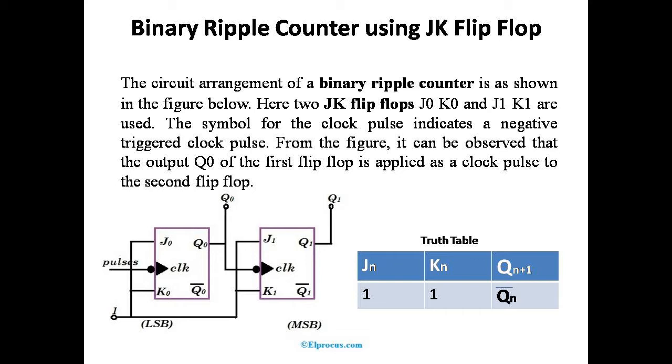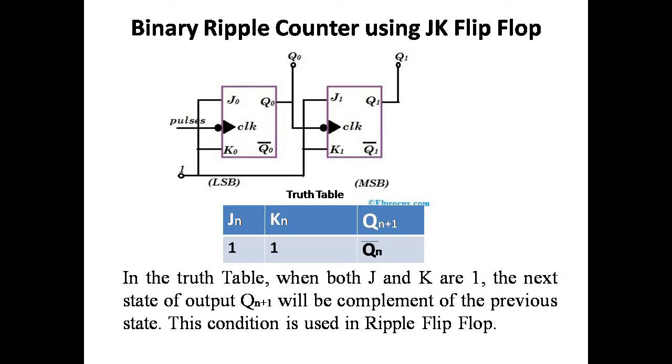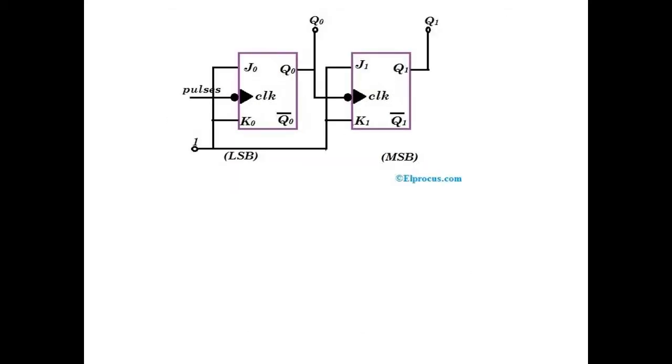According to the truth table of JK flip-flop, if the 2 inputs are high, the output will toggle. That is, if the previous state is high, the current state will become low. The output will be the complement of the previous state. So that is why this condition is used in the ripple flip-flop, and that is why we say ripple counter. Let us take this ripple counter and find out its timing diagrams.